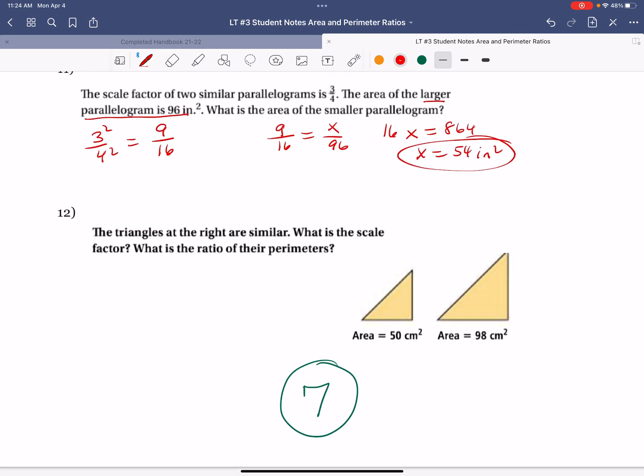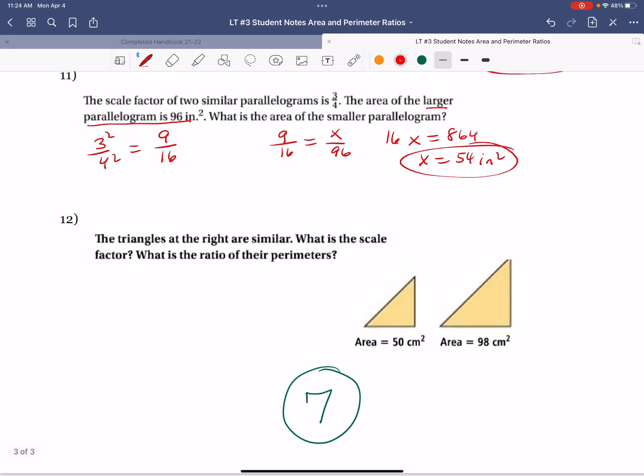Triangles at the right are similar. What is the scale factor? So I've got the areas. The ratio of the areas is 50 over 98. Now what you could do is simplify these roots. I don't know if you are able to or remember how to do that.